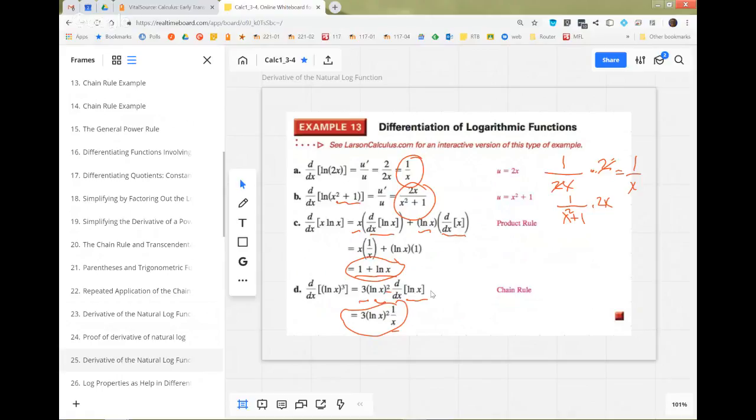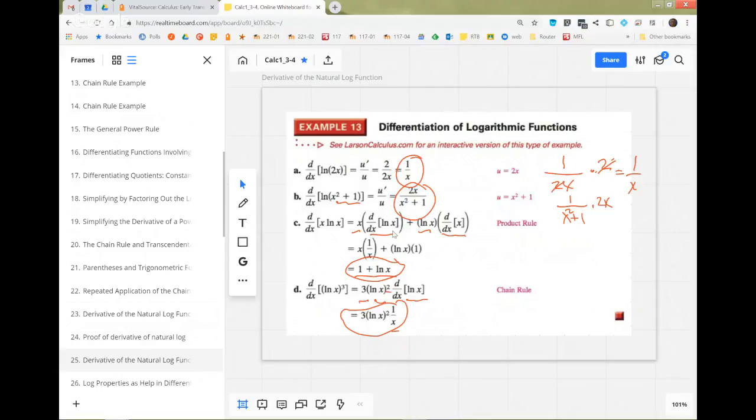Let's look at part C. What's the derivative of x times the natural log of x? Well, that sounds like a product, right? X times natural log of x. So product rule: first, x times the derivative of the second, plus the second times the derivative of the first.